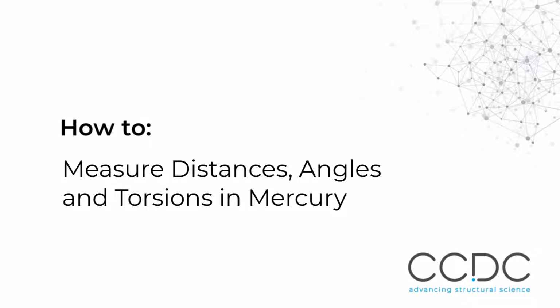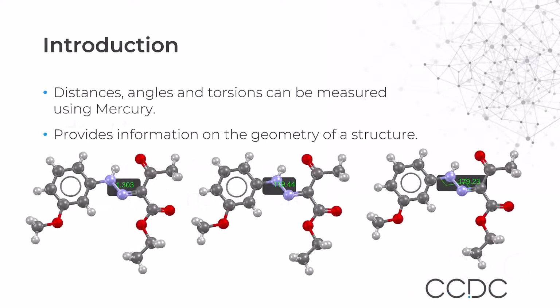Welcome to this video on how to measure distances, angles and torsions in Mercury. Distances, angles and torsions can be measured using Mercury. This provides information on the geometry of a structure. In this video, we will illustrate how to measure distances, angles and torsions for bonded atoms, as well as for intermolecular interactions such as hydrogen bonds.